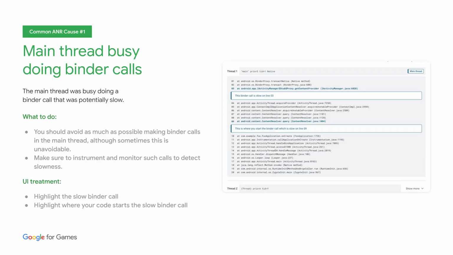One common cause of ANRs are slow binder calls. Binder is Android's inter-process communication mechanism. Binder calls can be expensive and their duration can be unpredictable. In general, you should avoid making binder calls on the main thread. If you do need to make binder calls, you should instrument these calls to detect slowness that can result in ANRs. If your binder calls are causing ANRs, you can consider moving them to a different thread. In Vitals, we'll highlight the binder call that seems to be taking a long time.